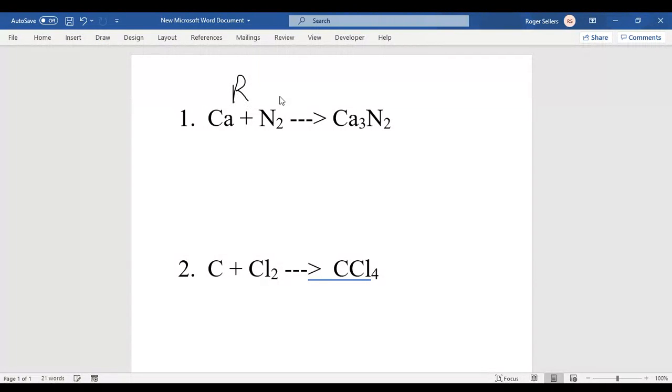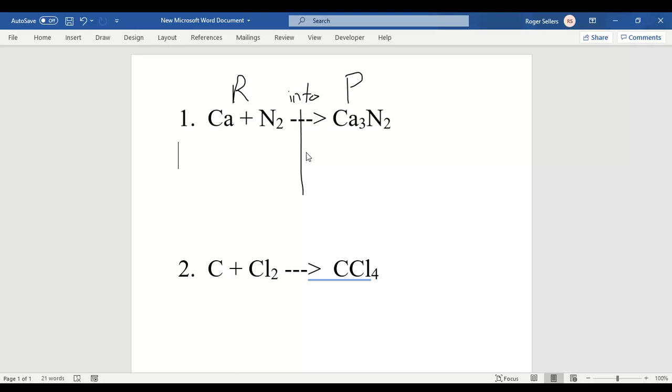So that's the reactants. This arrow means those reactants are going to turn into P for products. So everything after the arrow is going to be products. And that's the way it's going to work on all your equations. So everything over here is reactants. Everything after the arrow are going to be your products.